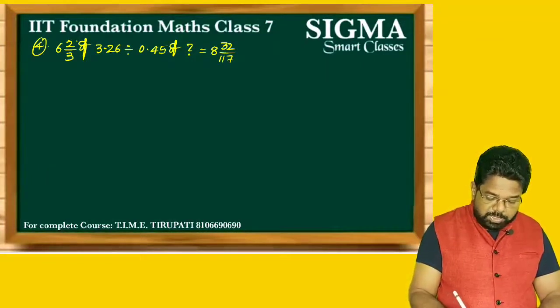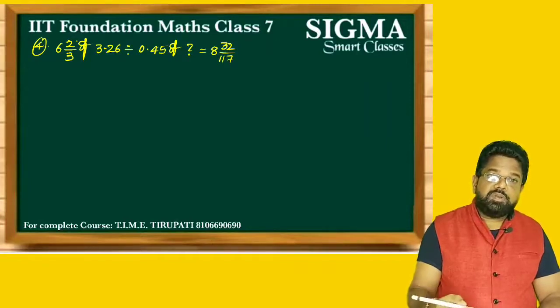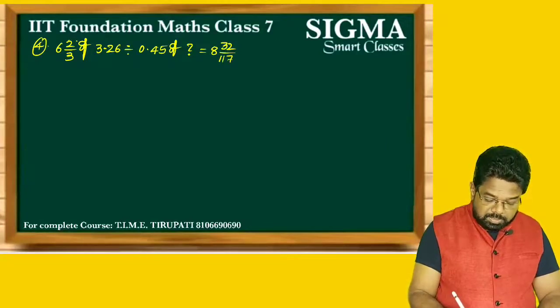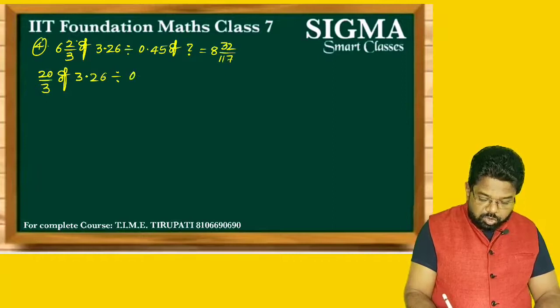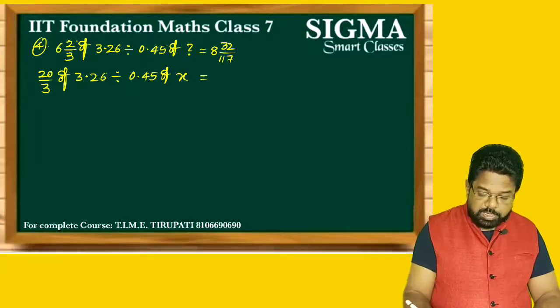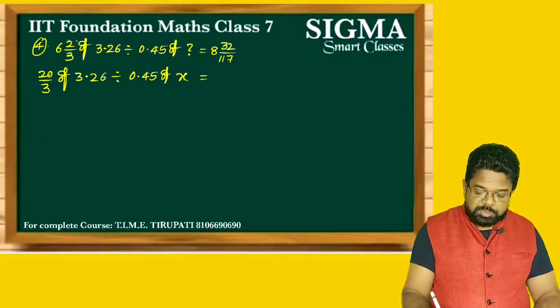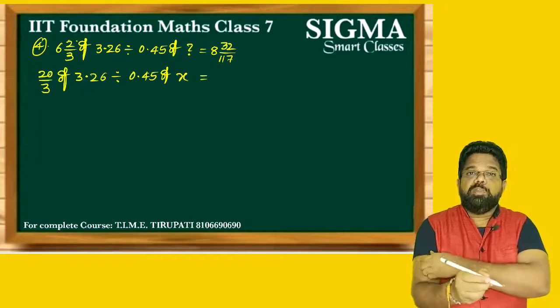So 6 2 by 3, it is a mixed fraction, convert into improper fraction. 3 6s are 18, 20 by 3. So 20 by 3 of 3.26, divided by, it is also of, 0.45 of x you have to take. So finally you have to calculate the value of x. This mixed fraction also you have to convert into improper fraction.